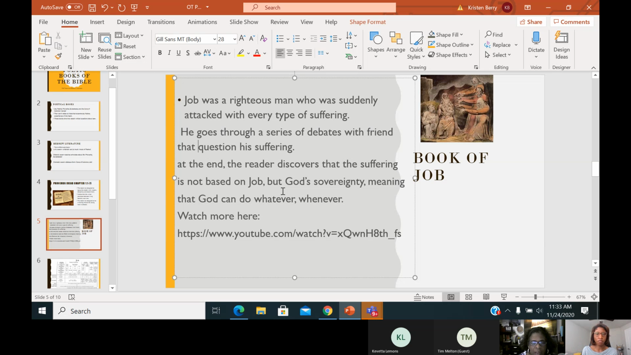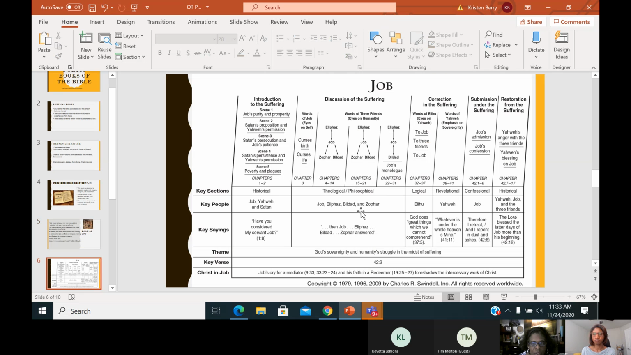Right. There you go. God allowed Satan to tamper with Job because I believe Job was a righteous man. That's what the Bible said. He didn't do anything wrong. The Lord knew that Job loved him so much, no matter what, he would not denounce God. So he chose him knowing that. Right. He chose him knowing that.